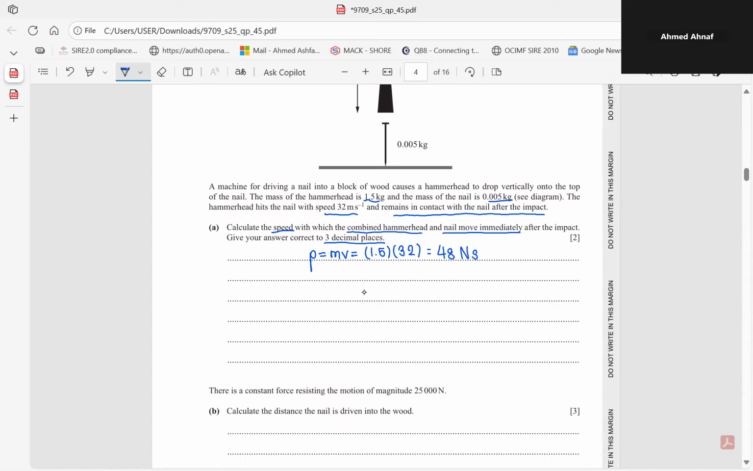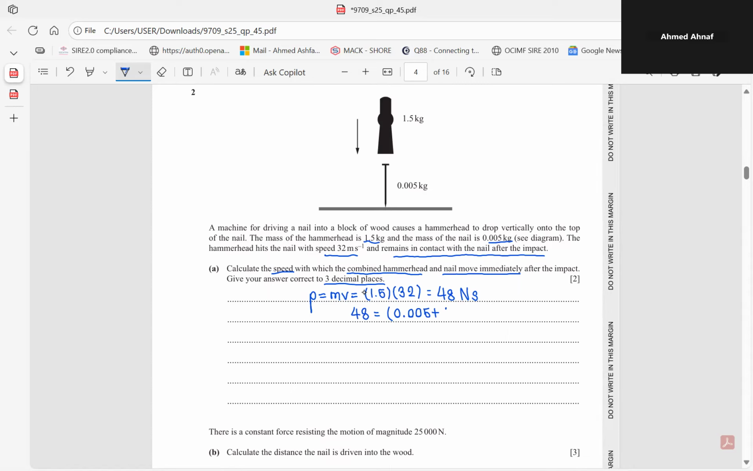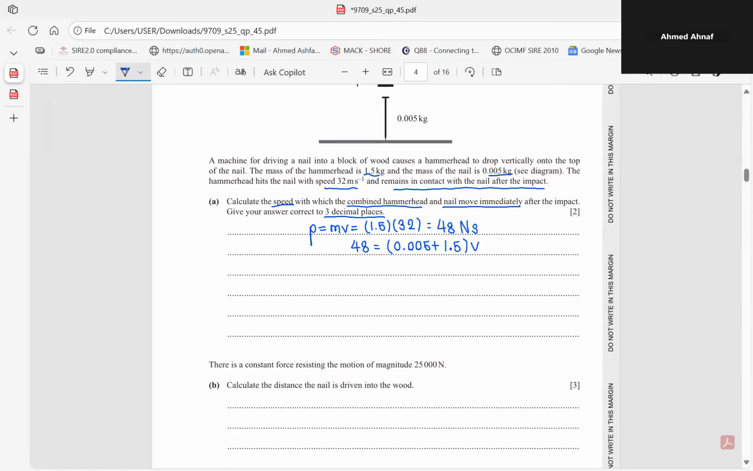Okay, now we're going to equate this 48 Newton second with our new momentum after the impact. The nail and hammerhead remain in contact, so we're just going to take them as one body now. This is their new mass and new speed. We're going to let it be V. So now we're going to solve for V.